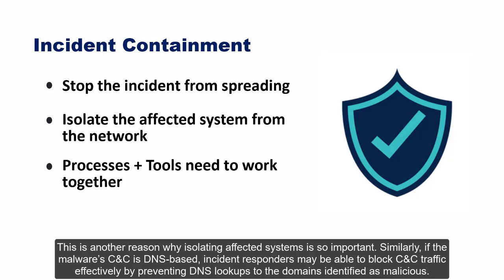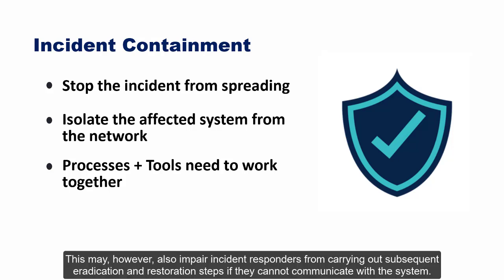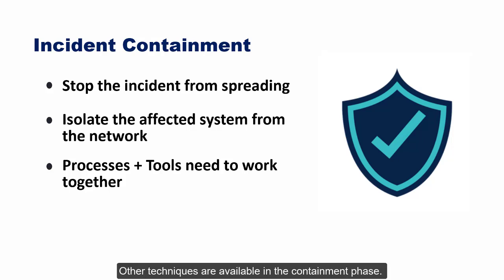Similarly, if the malware's C&C is DNS-based, incident responders may be able to block C&C traffic effectively by preventing DNS lookups to the domains identified as malicious. When an attack has been identified, and once the organization has collected available information about the attack, it can be effectively contained by severing most or all network communications from the target system. This may, however, also impair incident responders from carrying out subsequent eradication and restoration steps if they cannot communicate with the system. Other techniques are available in the containment phase.